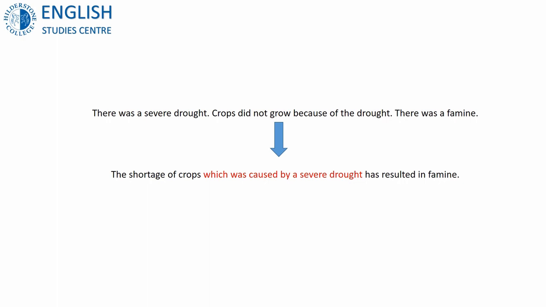But of course we want to explain why there was a shortage of crops. And as you can see, that's a passive construction. It's a relative clause, but there's a passive verb in there, was caused. And then it makes it even clearer when you've got a by part of the sentence telling you what caused it. And from there, it's very easy to transform this into a reduced relative clause or past participle clause. The shortage of crops caused by a severe drought has resulted in famine.